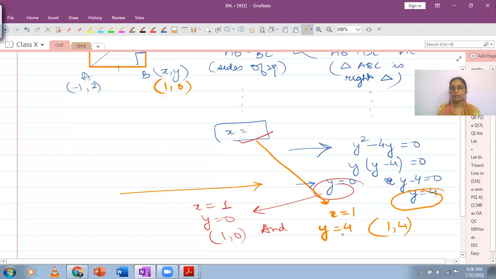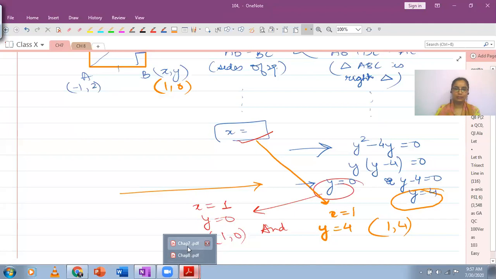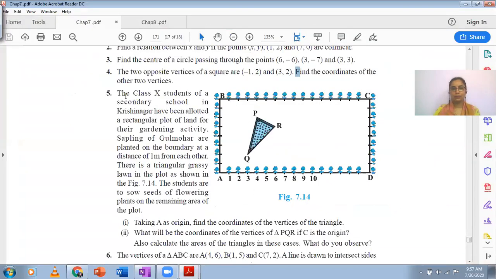Anyone who would like to ask anything? No, ma'am. Okay. So I'm not sure if anyone gave it a try how to do this question. After this, we have question number 5th.